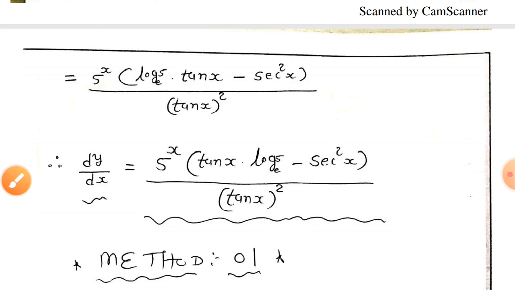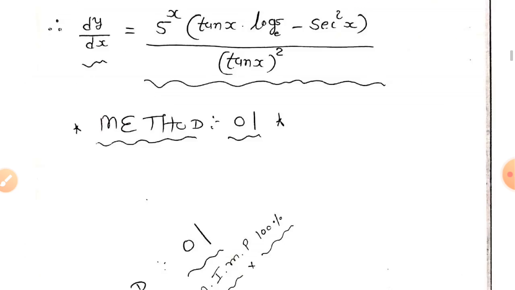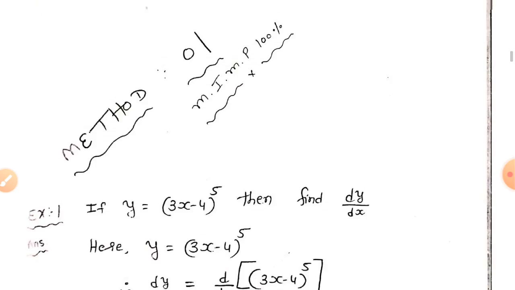So in this lecture we complete the remaining part of the differentiation. From the next lecture we move towards the another formula, another example.